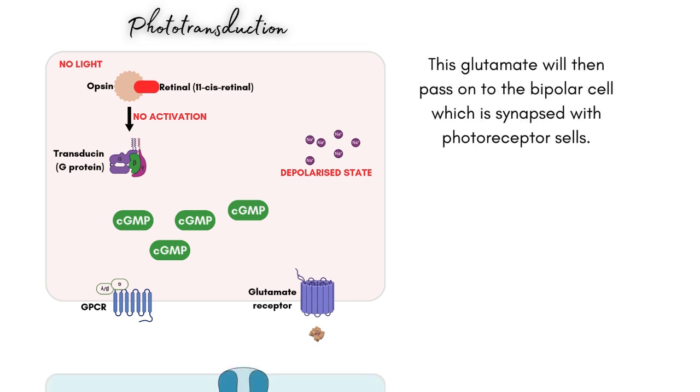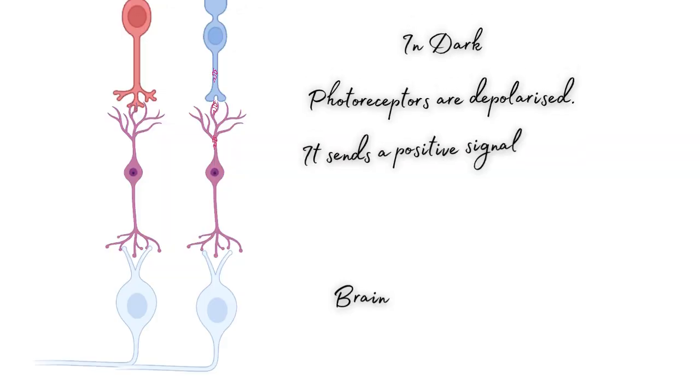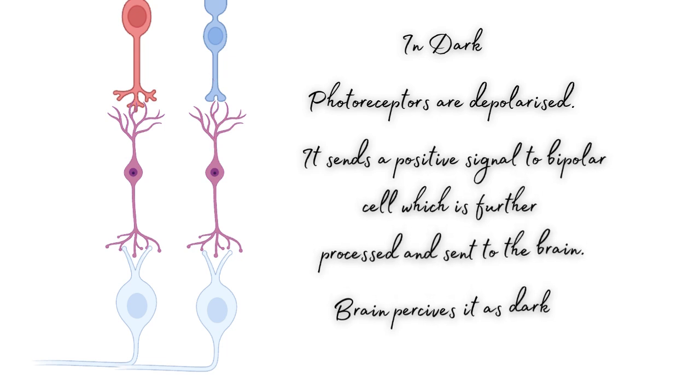This glutamate will then pass on to the bipolar cell, which is synapsed with photoreceptor cells. In dark, photoreceptors are depolarized. It sends a positive signal to the bipolar cell, which is further processed and sent to the brain. The brain perceives it as dark.